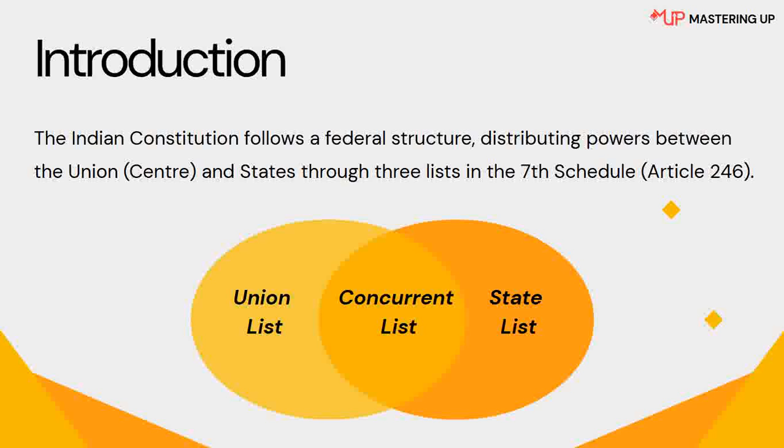The Indian Constitution follows a federal structure distributing power between the Union and states through three lists in the 7th Schedule, Article 246. The Union List, State List and Concurrent List, each detailing subjects on which either or both can legislate. The details about the subjects included in each of these lists will be covered in the following slides.